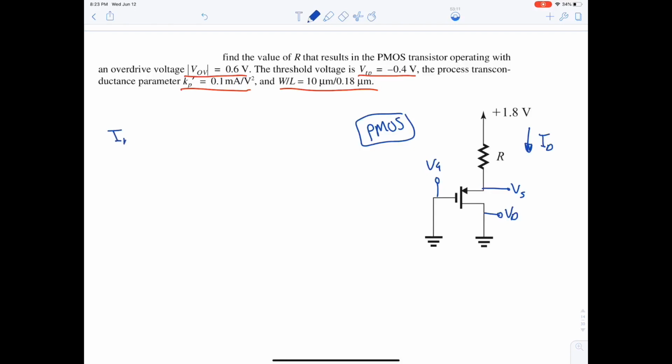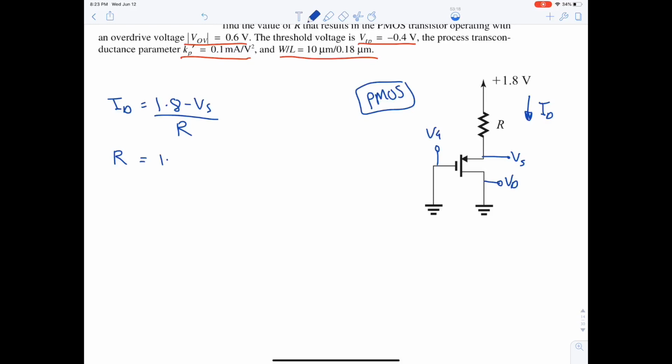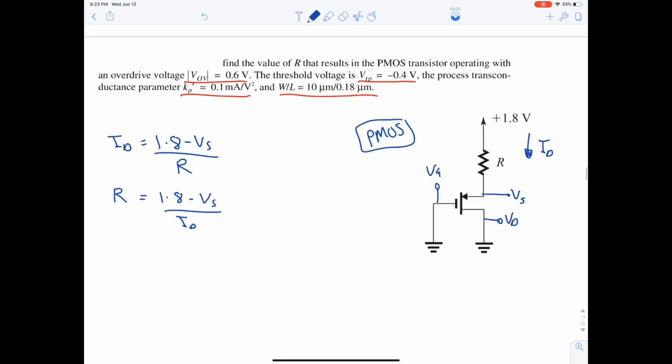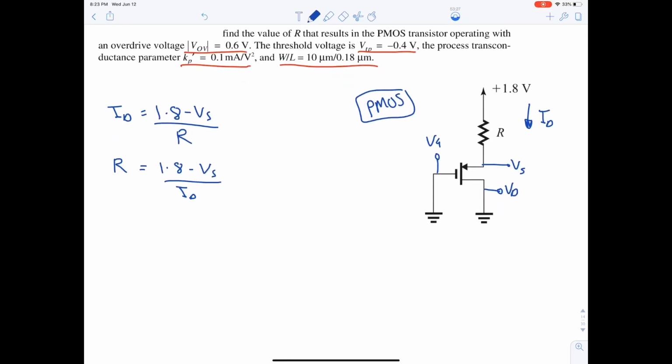Now ID is equal to 1.8 minus VS over R. What is R? R is equal to 1.8 minus VS over ID. Okay? Now, we do not have neither ID nor VS. Let's start calculating. Now, in order to start finding ID or VS, we need to assume. So we will assume active. Sorry, assume saturation.